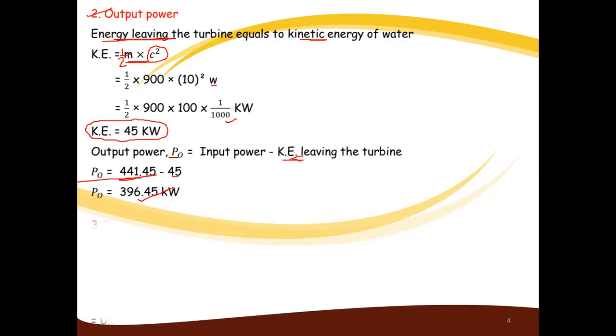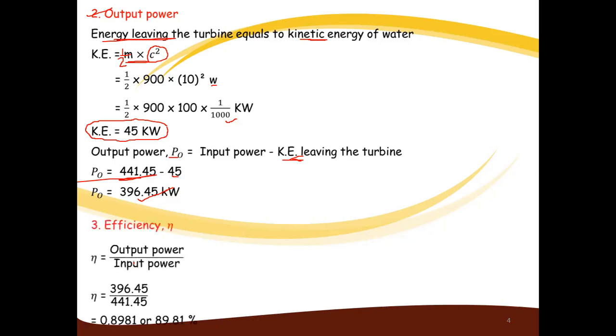Now we will see the efficiency. Efficiency is nothing but the output power upon input power. Output power is 396.45, input is 441.45 kilowatt. So it becomes 0.8981, that is 89.81%. It is the efficiency of the water turbine. Okay, so this is the problem based on turbine.